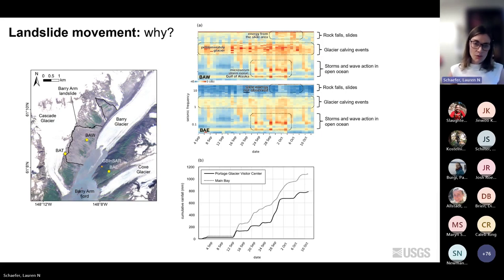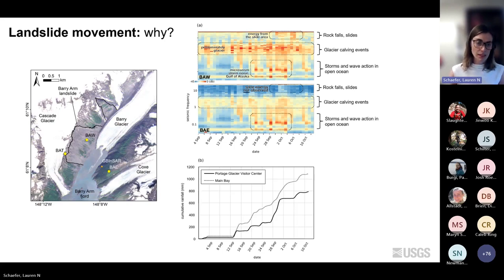So we can use some seismic data to unravel this a little bit. This is a 40-day spectrogram showing seismic noise from two stations. This one on top is BAW, which was located here on the Barry Arm landslide, and bottom is BAE, which was located across the fjord. These spectrograms represent the signal strength, or loudness of signal, at different frequencies over time.